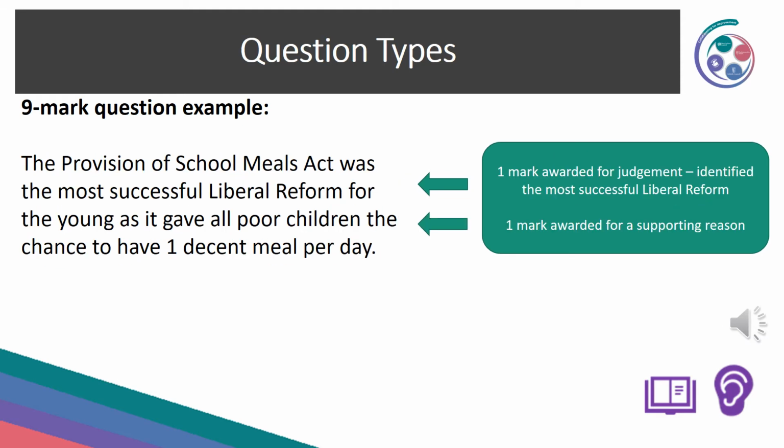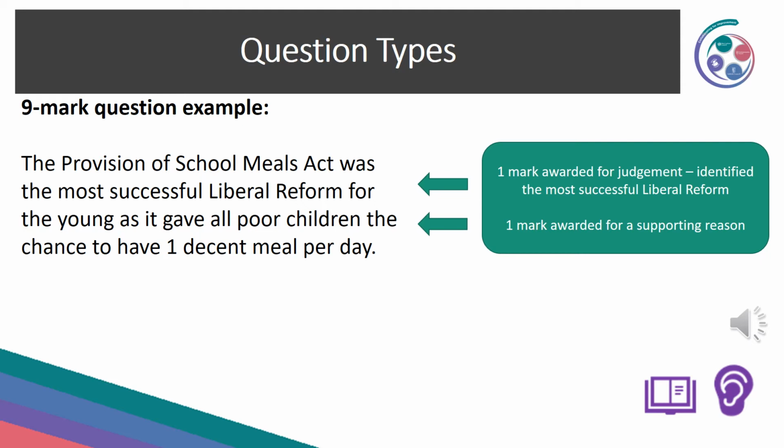On the screen in front of you, you can now see an example of a conclusion. The Provision of School Meals Act was the most successful liberal reform for the young, as it gave all poor children the chance to have 1 decent meal per day. Although this is a fairly short conclusion, we are still able to pick up 2 marks for this.